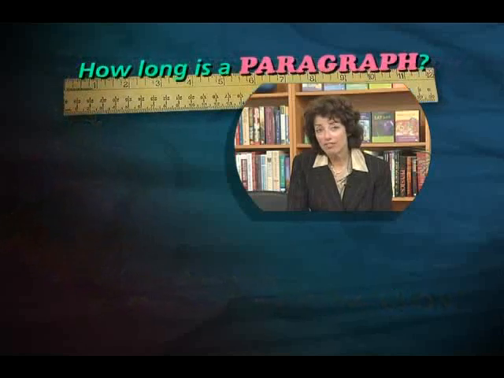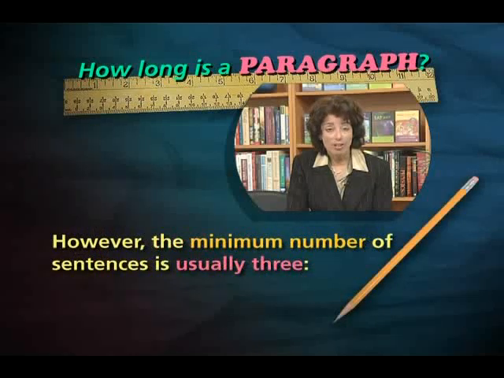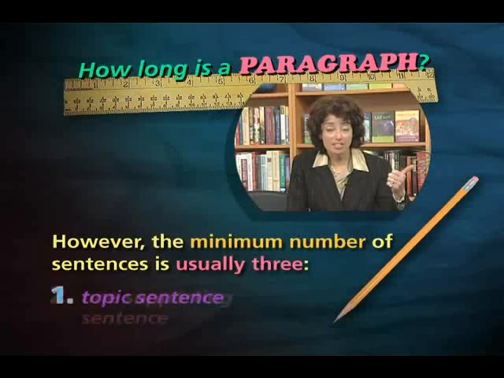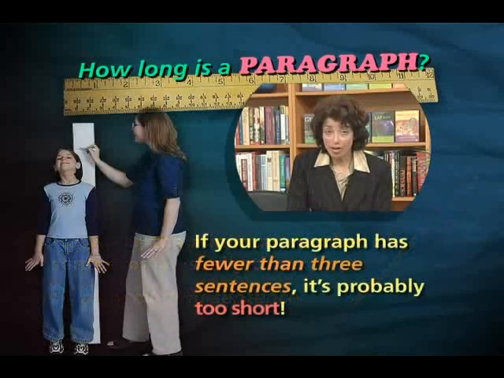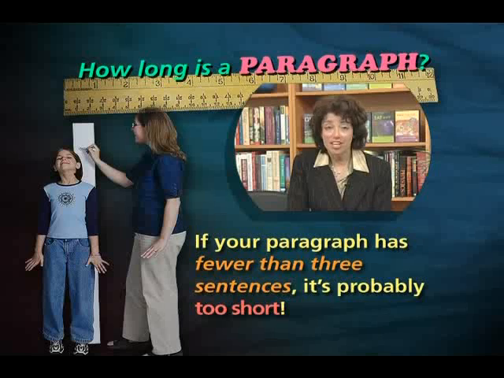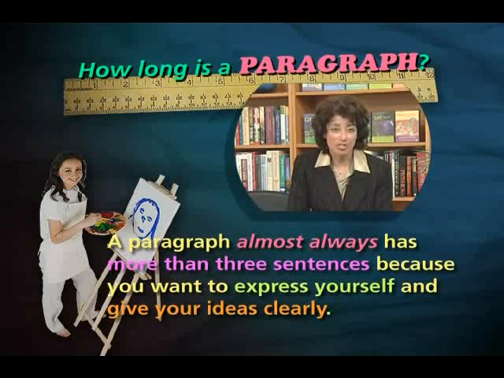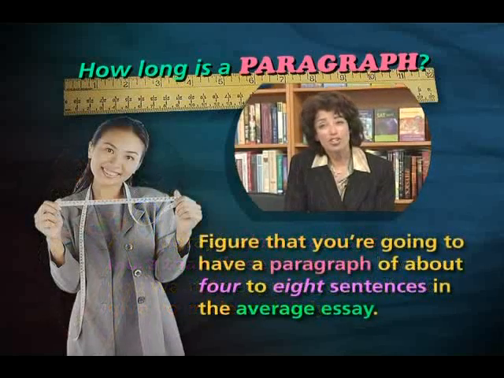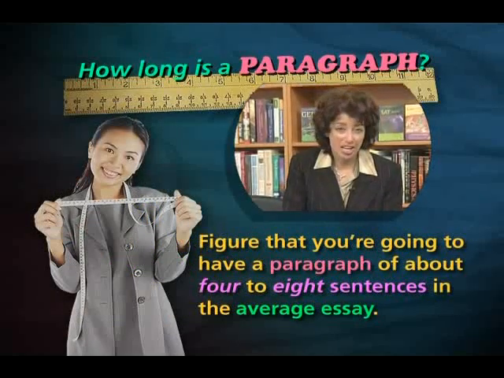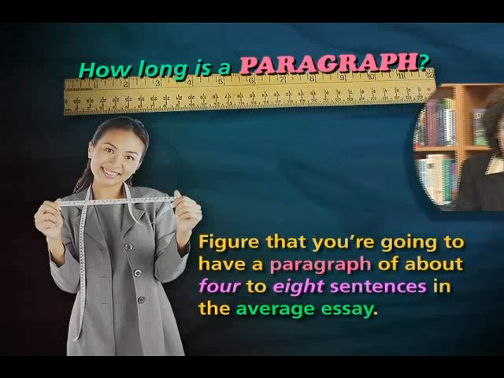How long is a paragraph? Well, a paragraph is as long as you need to get your ideas across. However, the minimum number of sentences is usually 3: your topic sentence, 1 supporting sentence, and a concluding sentence. If your paragraph has fewer than 3 sentences, it's probably too short. But a paragraph almost always has more than 3 sentences because you want to express yourself and give your ideas clearly. Figure that you're going to have a paragraph of about 4 to 8 sentences in the average essay. That'll give you enough time to explain your ideas.